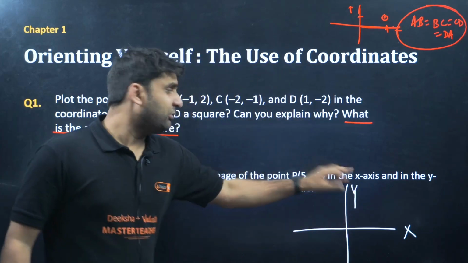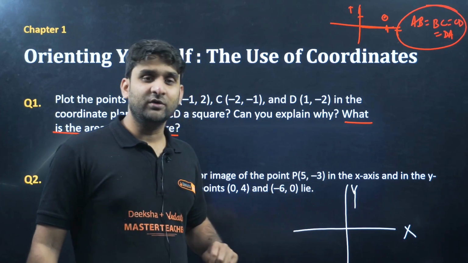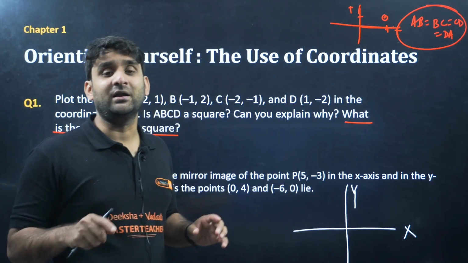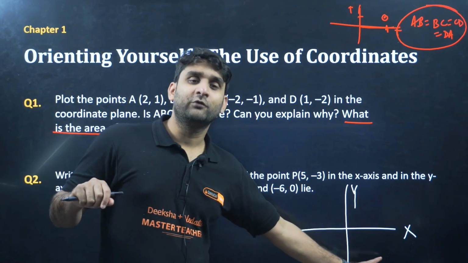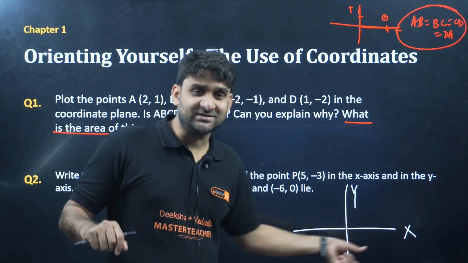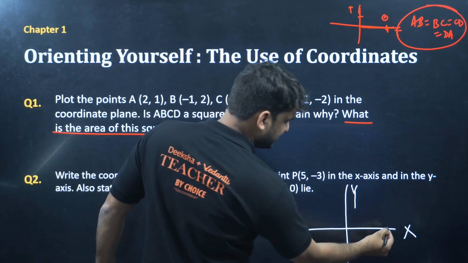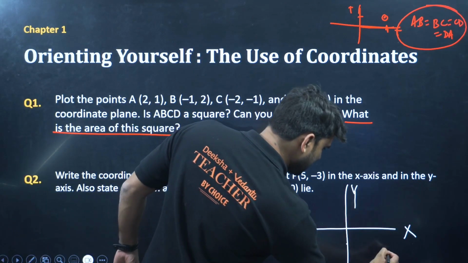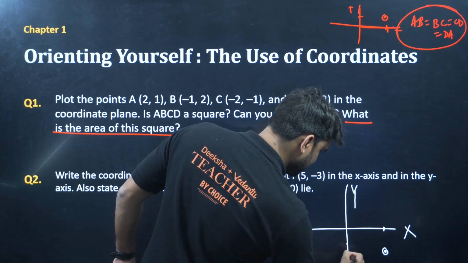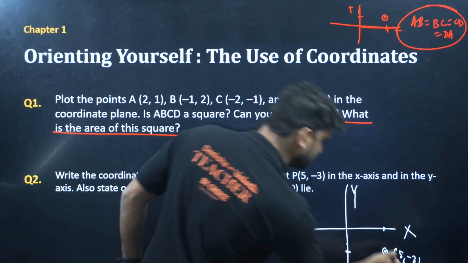So where will (5, -3) lie? X is positive, y is negative. So it is confirmed that the point will lie in the 4th quadrant, because the 4th quadrant is made up of positive x and negative y. So it is clear that for (5, -3), x is 5 and y is -3. Let's assume this is 5 and this is 3. Let's imagine, so (5, -3) will lie somewhere here.